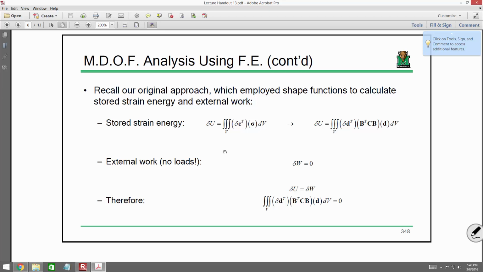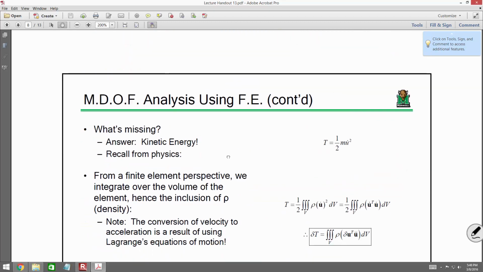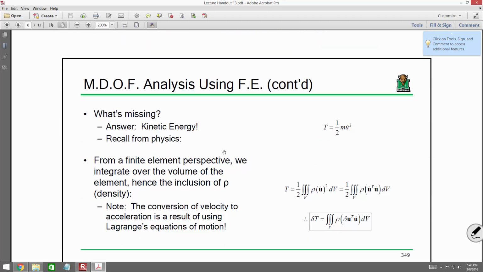That doesn't make a lot of sense. We're missing something. Something's not right. And that is correct. There is something missing. The answer is the kinetic energy. Remember physics, 1/2 mv squared? Remember that? Okay. We need to throw the kinetic energy into the mix.